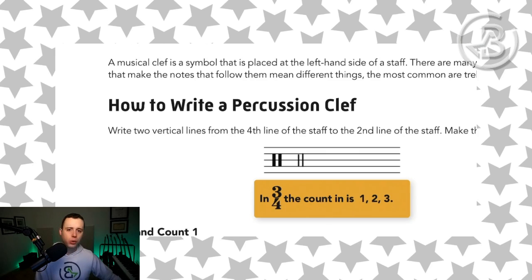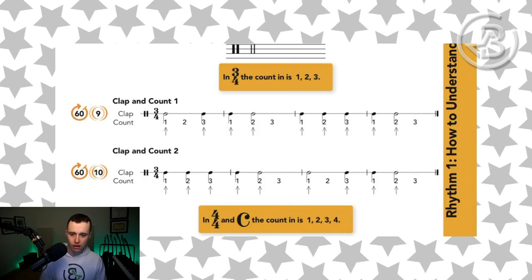So to recap, the percussion clef means that all the notes that happen after it, we're not worried about if they're low or if they're high. We're just worried about, is there sound, is there silence? We're just going to think in the world of rhythm. I will see you in the next lesson.